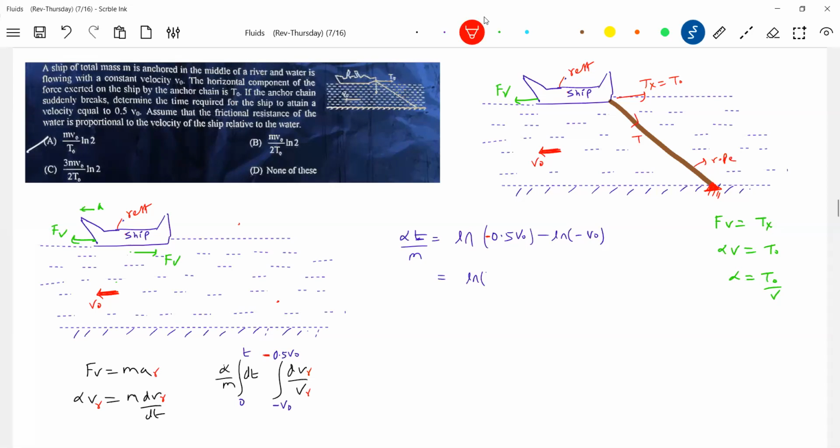Anything we can write here? I think finally it will be log of 1/2. If you see this, is the time positive or negative according to this? Negative. So therefore, I'll introduce that negative sign here.